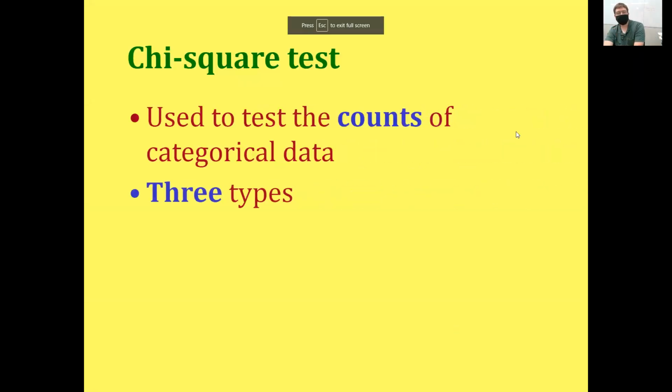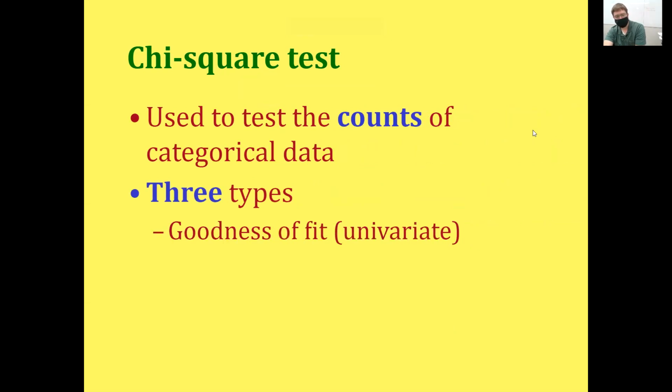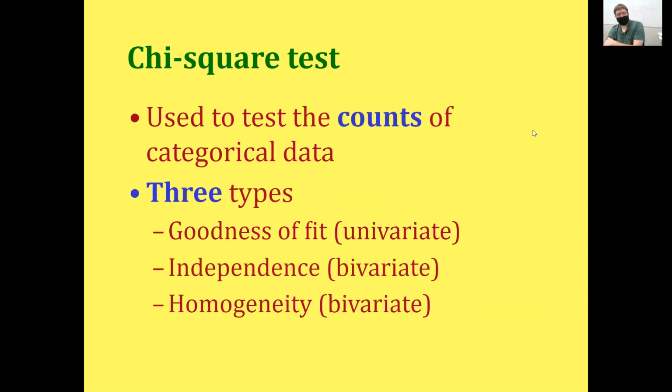All right, so it is used to test the counts of categorical data. So your first two blanks are counts and categorical. The word counts is the most important thing with this. We're going to see later that if you don't have counts of something, then chi-squared is not going to be your friend. We don't even need to worry about it.